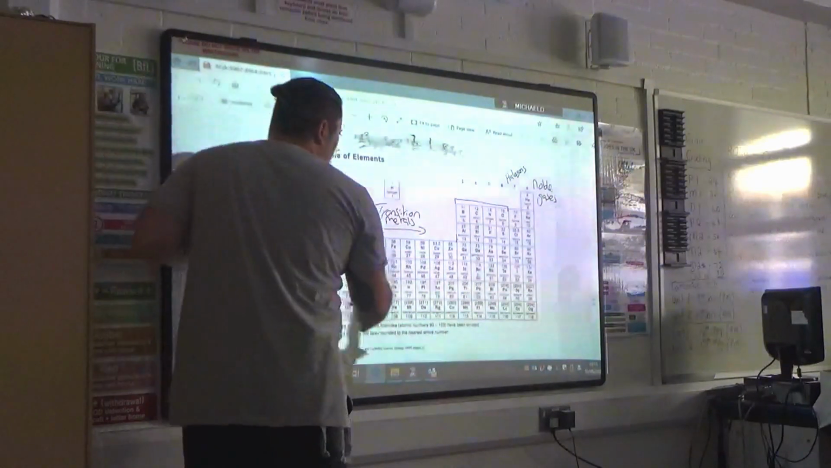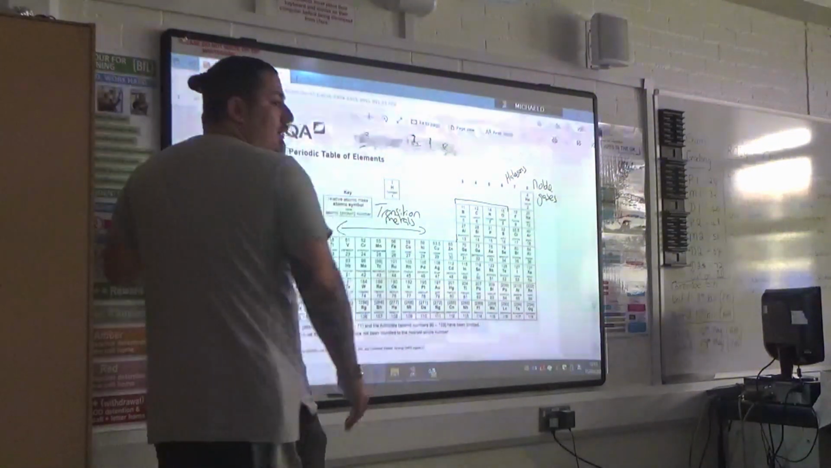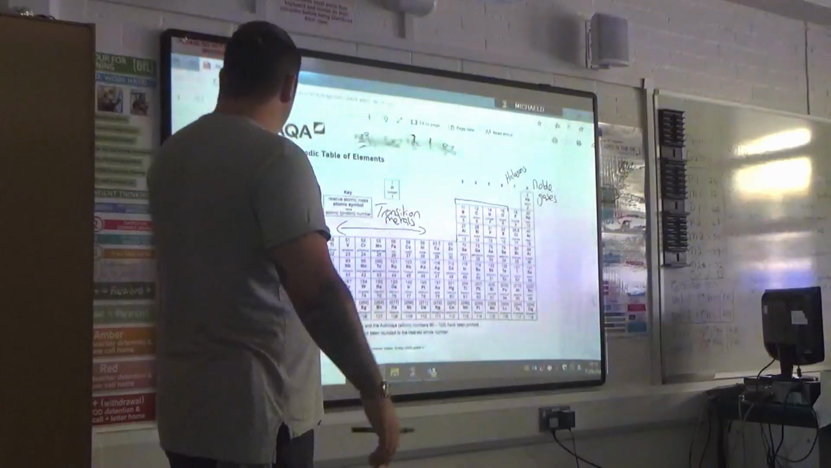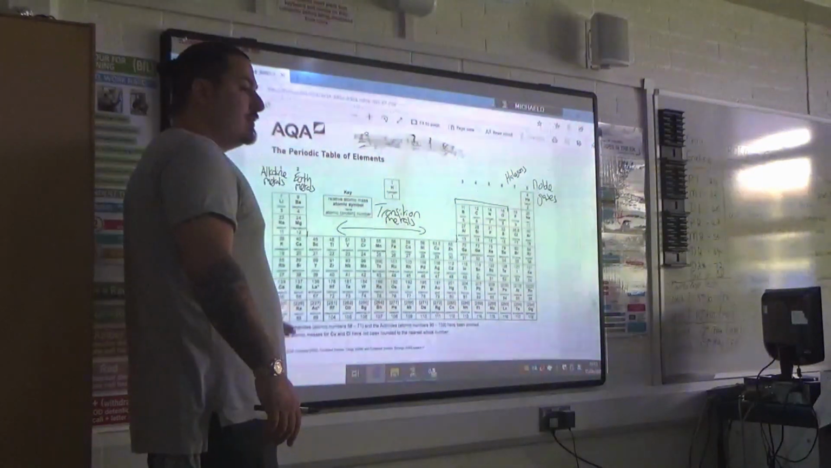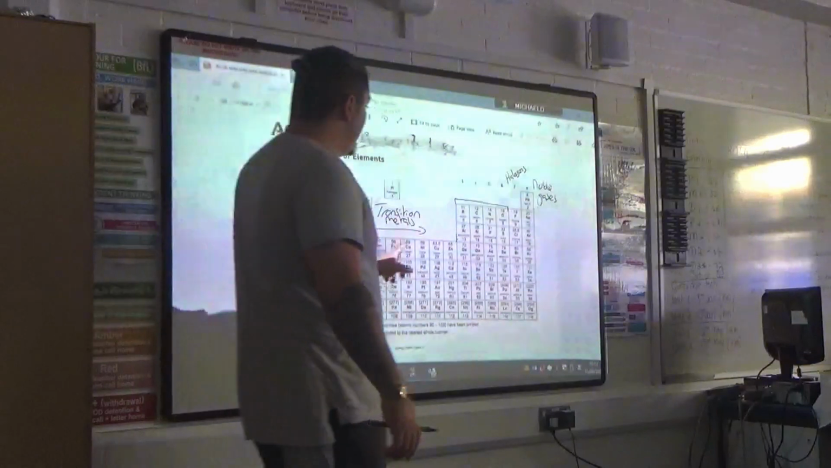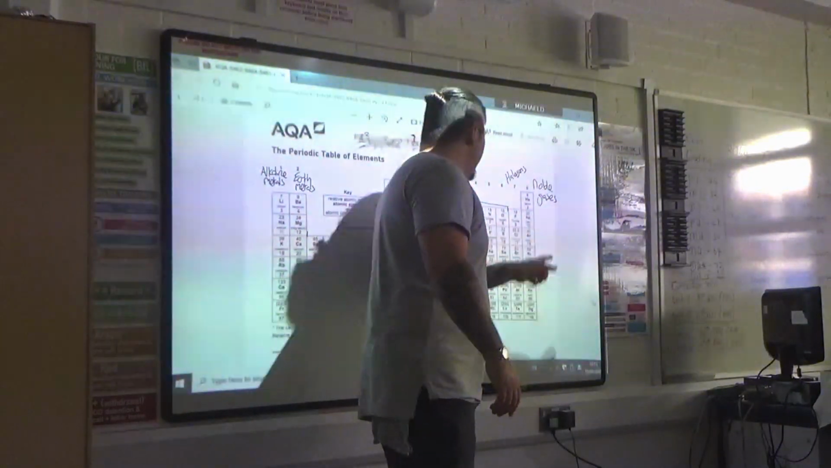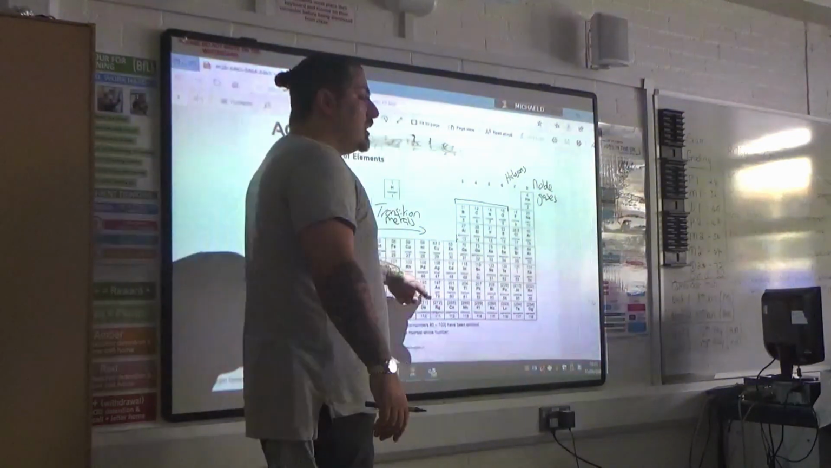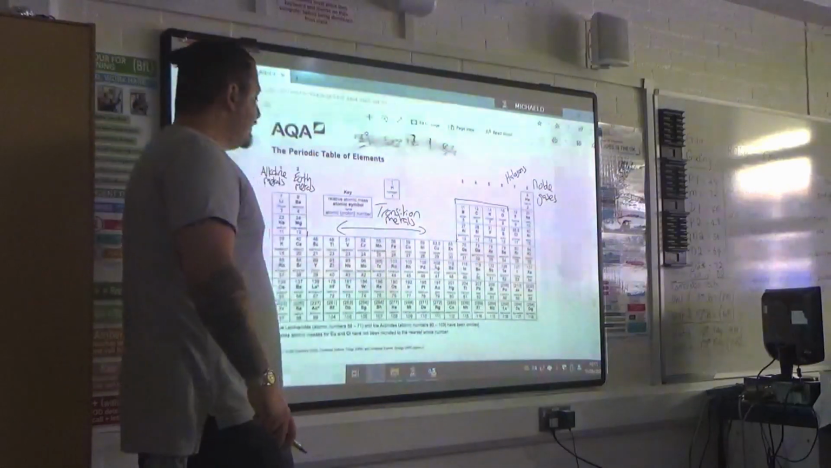Transition metal is just a group of metals that are in the centre. The reason for it is because all of these react the same as the groups going down, but all of these do slightly different things to each other.